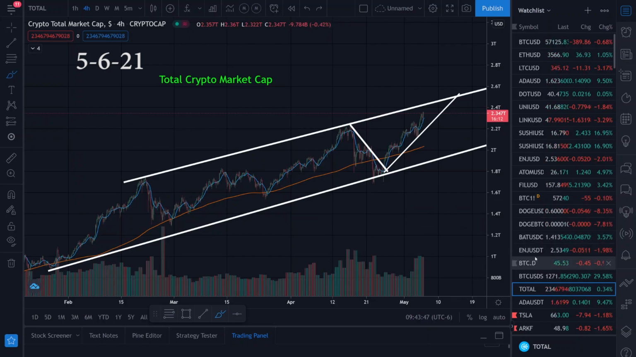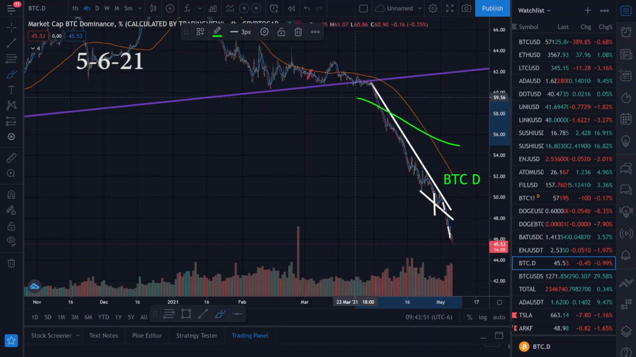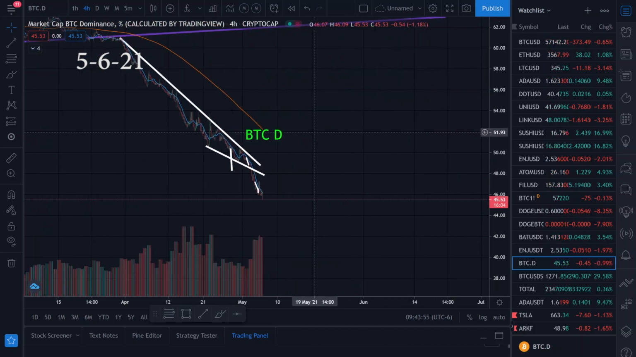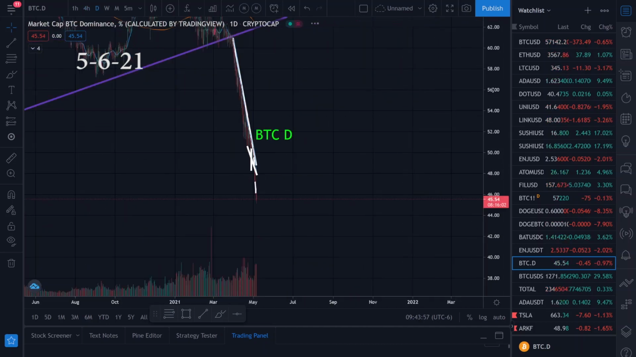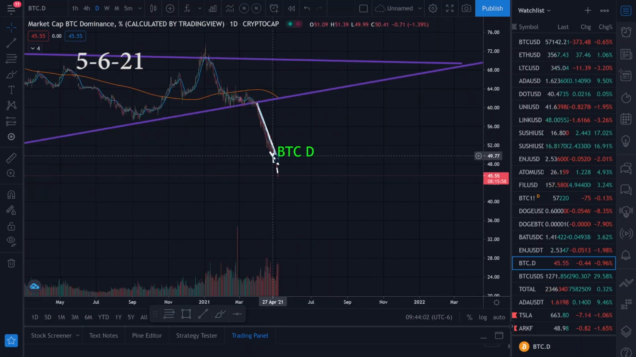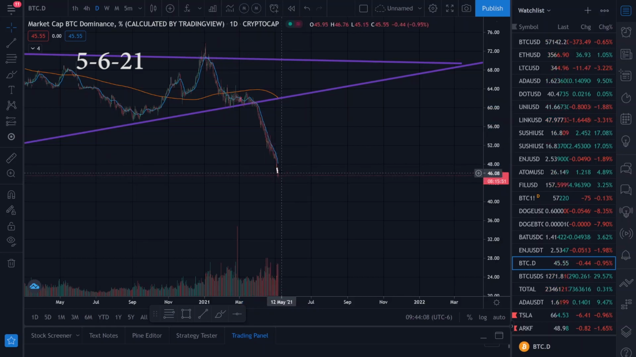And then the other thing I want to show you is the Bitcoin dominance. So if we go to the Bitcoin dominance chart, you can see we're on the 4-hour time frame, and let's go to the daily so you can get a bigger picture. But like, the Bitcoin to all the altcoins is just getting pretty much wrecked, I guess you could say.